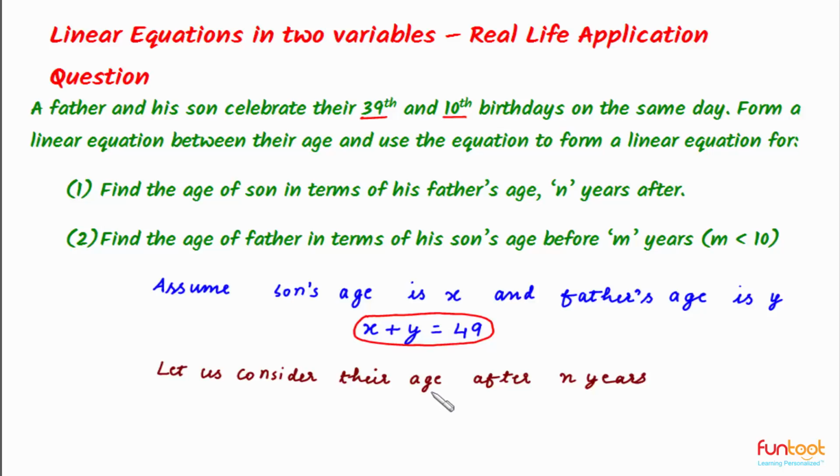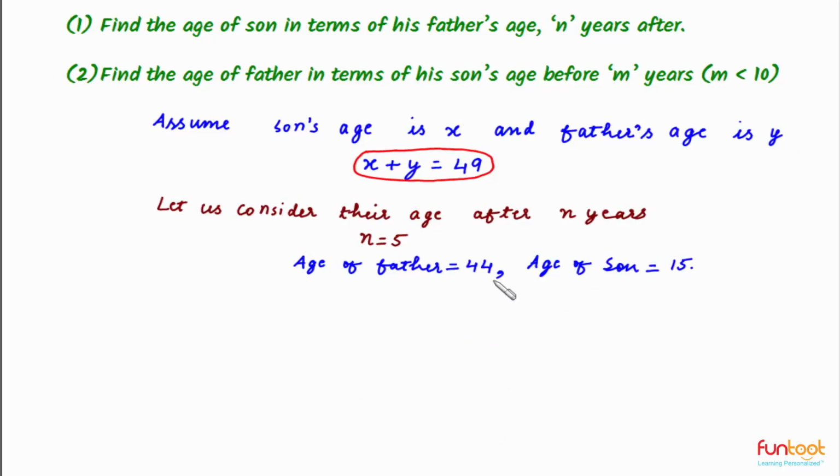Let's consider their age after n years, and if we take n is equal to 5 here, then after 5 years, age of father will be 39 plus 5, that is 44, and age of son will be 10 plus 5, that is 15. Is this, that means 44, 15, the solution pair for equation x plus y equal to 49?